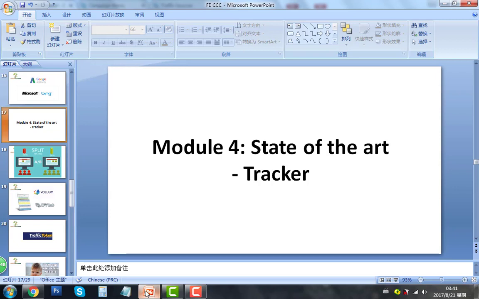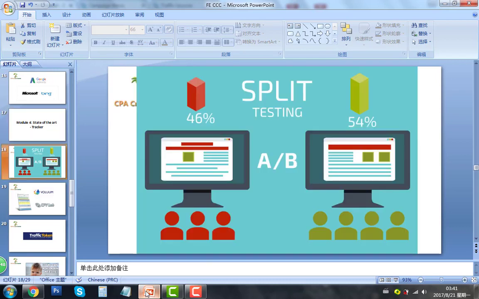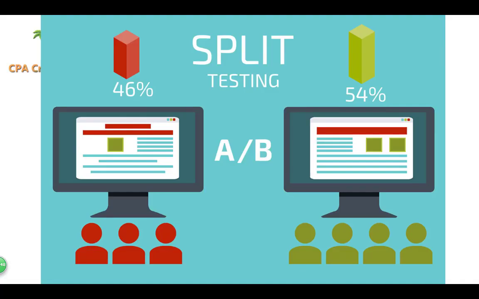This is also a very powerful part of CPA marketing. Split testing is the art of CPA marketing. If you are not doing any split testing, or you are just doing direct linking from traffic to your offer, you're putting a lot of money on the table. Just from this image, you can see that. Split testing is also called A/B testing. So 54% is beating this 46% upon the parameters, and that's what the tracker will do.